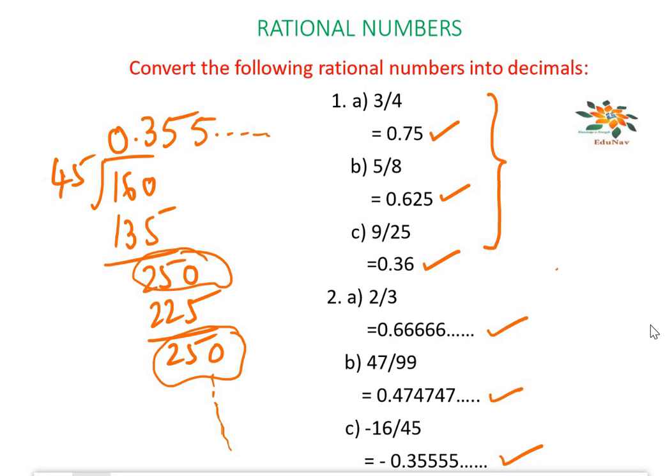The second question, all the three subdivisions, what is the observation that you can make? They are all non-terminating recurring decimal representations, right? So a rational number which is of the form p by q can be either terminating sometimes, or it can be non-terminating recurring decimal representations.